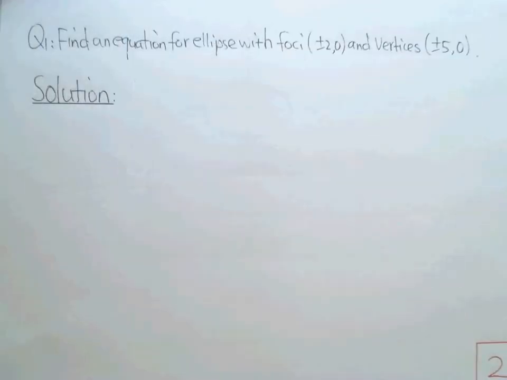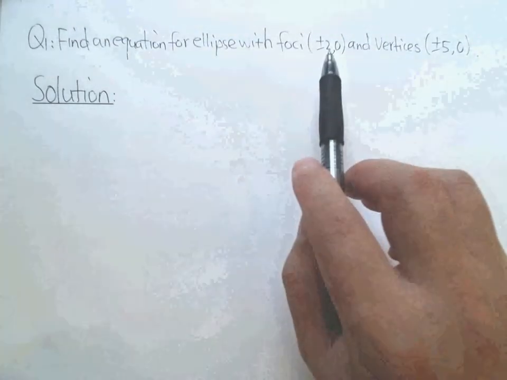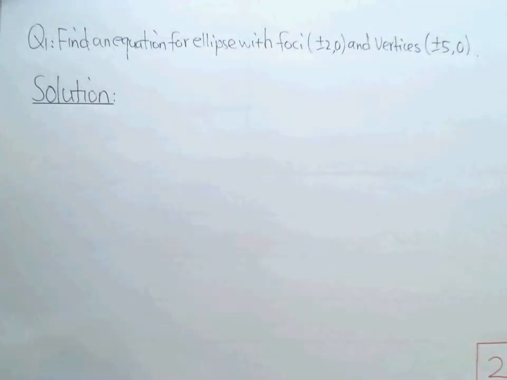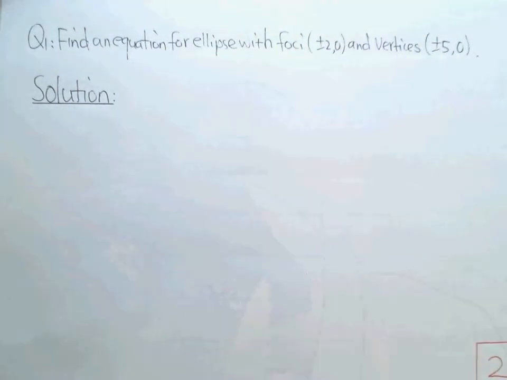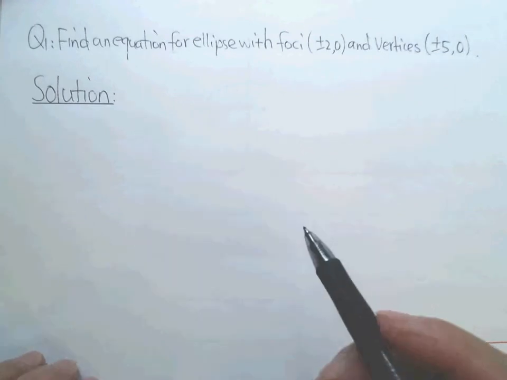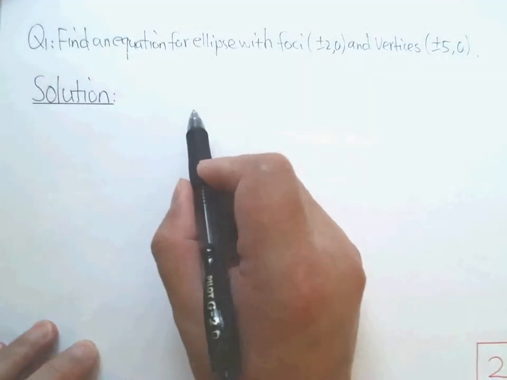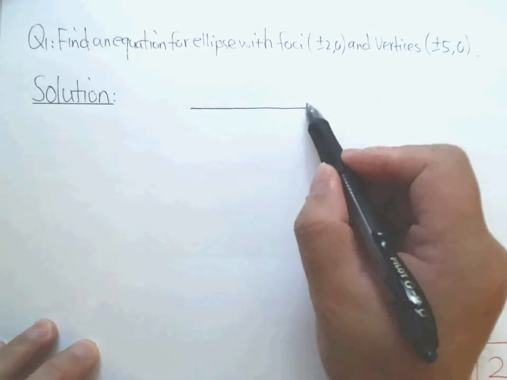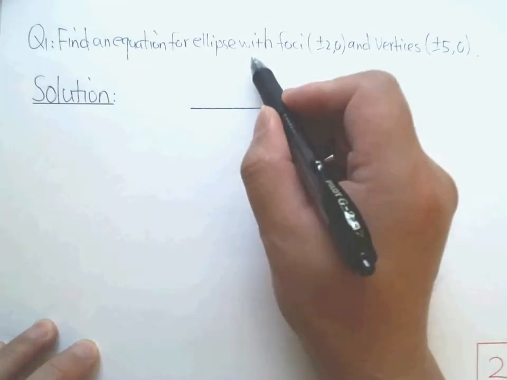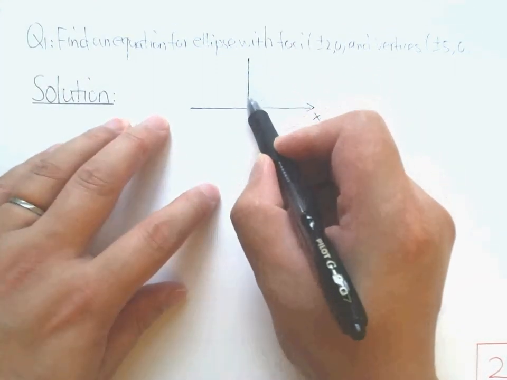Can we see this question? First, find the equation for the ellipse. The foci are given and the vertices are given. Because you know the two foci and two vertices, how do you find the standard equation? First we need to determine which formula to use, and usually we draw a basic graph. I put the x-axis here, and then I draw the y-axis.